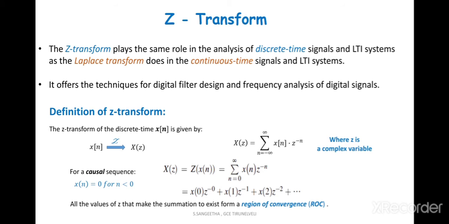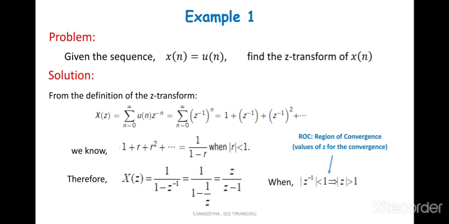Normally the Z transform plays the same role in the analysis of discrete time signals and LTI systems as the Laplace transform does in continuous time signals and LTI systems. It offers the technique for digital filter design and frequency analysis of digital signals. The definition which we have already seen is that we get capital X of z from small x of n, where z is the complex variable. All the values of z that make the summation converge form the region of convergence, which is shortly called ROC. So let us see an example problem for the Z transform.